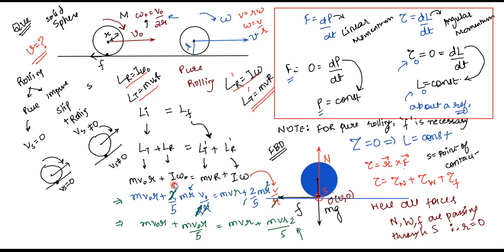What is I for a hollow sphere, by the way? I'm asking about a hollow sphere. Here the question is solid, but I'm asking what is I for a hollow sphere, Atul? The I for a hollow sphere is 2 by 3 m r square. And here we are told about a solid sphere. That is why we put I as 2 by 5 m r square. Now will you remember the question and the concept, Atul? Yes, sir.